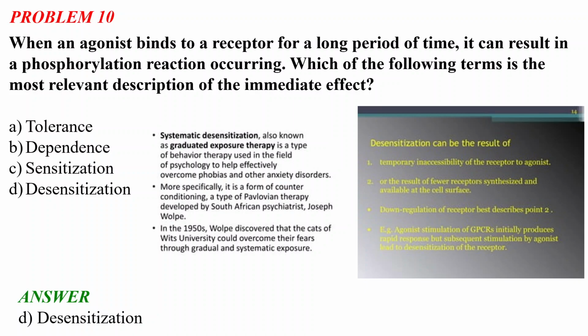this is something different. You just remember this term, desensitization. When the agonist binds to the receptor for a long period of time, it leads to a phosphorylation reaction, and this is called desensitization. It is used to describe this immediate effect. We will quickly move toward our next problems.